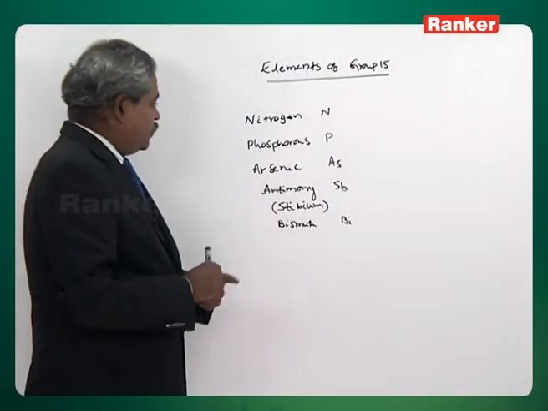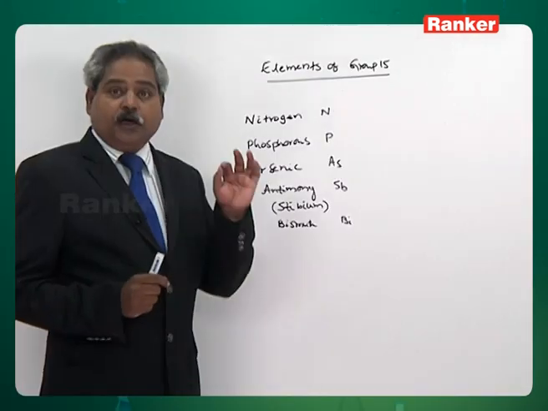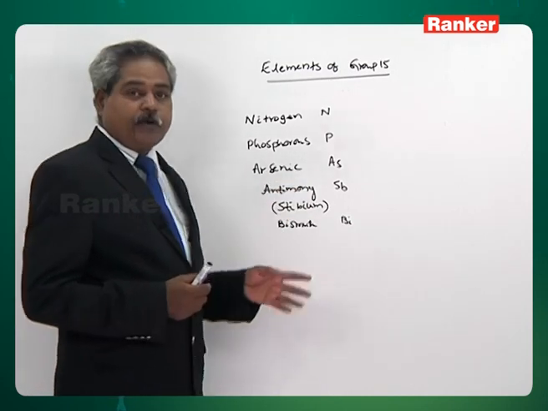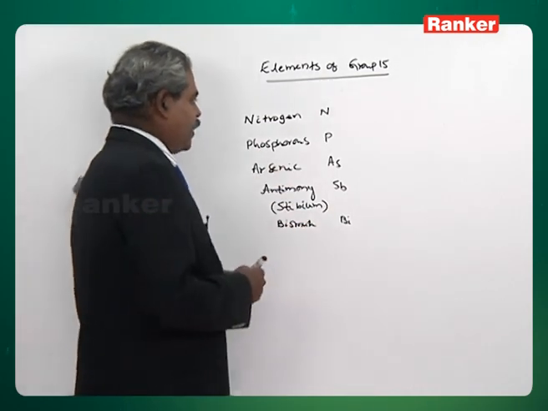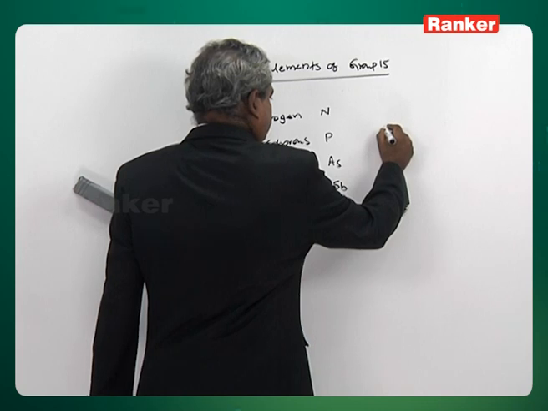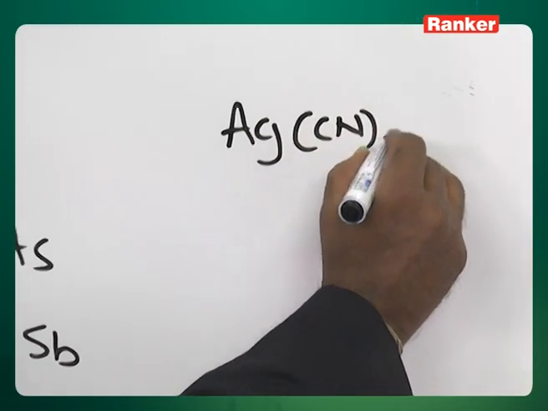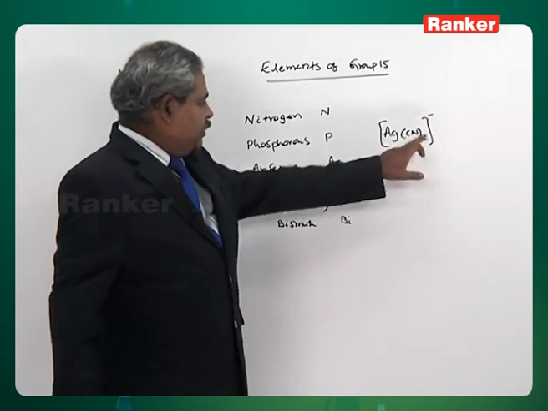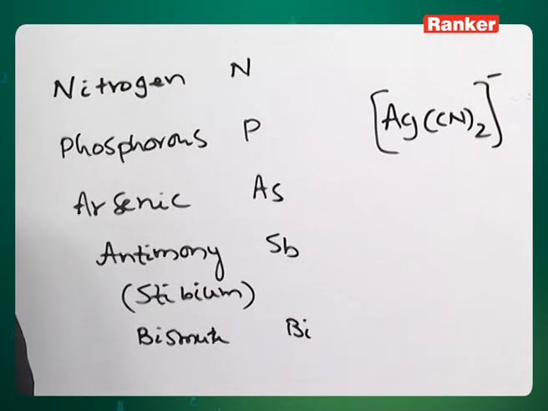So, from the names itself, the first instruction is to learn some of the names taken from languages other than English, like cuprum and ferrum, because while naming a compound, especially coordination compounds, we use the Latin name only. For example, [Ag(CN)2]⁻ is a complex of silver. It is called dicyanoargentate(I). Argentate, the Latin name of silver, is used there.